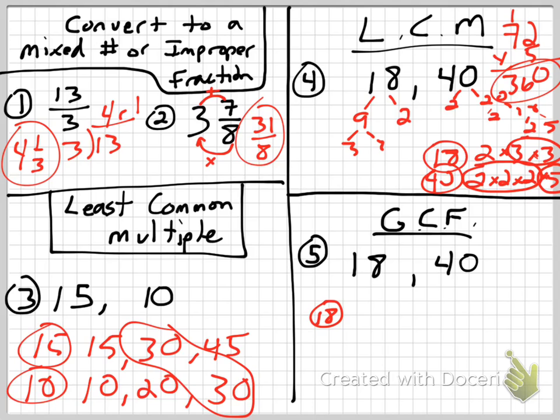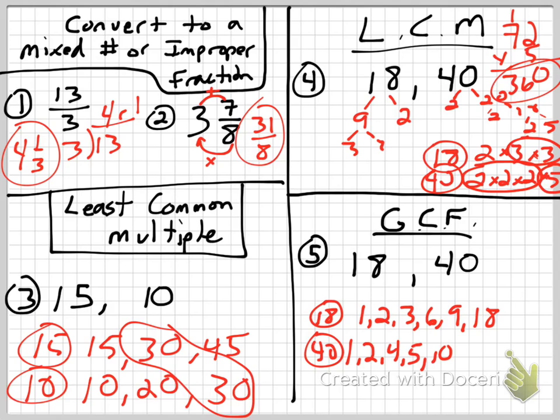Factors of 18 are 1, 2, 3, 6, 9, 18. Agreed? Factors of 40: 1, 2, 4, 5, 8, 10, 20, 40. What's the greatest common factor? 2.